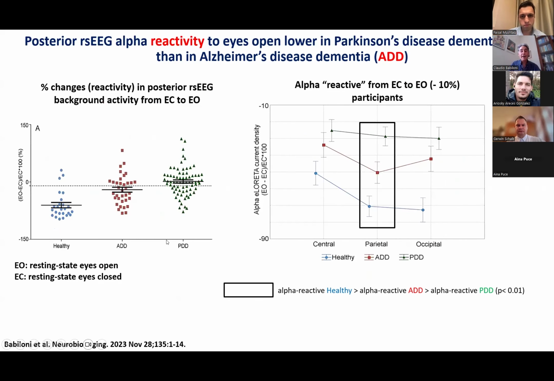And exactly the same finding, the international work group obtained in Parkinson's disease dementia. You see in green that a lot of patients with Parkinson's disease did not show reduction of alpha during eyes opening. And the same appears when you compute the mean percentage reduction of alpha during eyes open in contrast to eyes closed. You see the upper line, Parkinson's disease with dementia, showing less percentage reduction of alpha during eyes open.